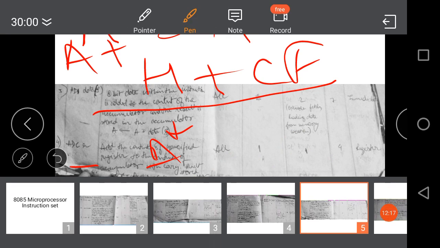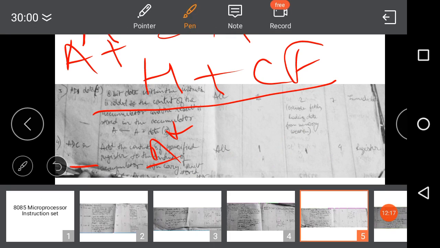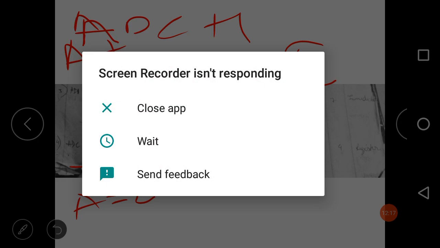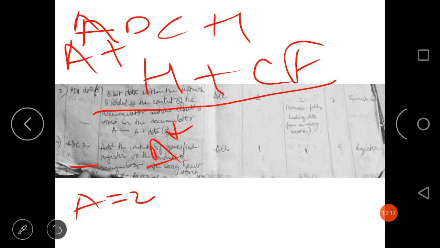And the number of bytes: again ADC R, no hexadecimal number is mentioned along with this instruction, so the number of bytes will be 1 byte only, and that is for opcode fetch. Machine cycles, how many machine cycles? Only one machine cycle will be used for the execution of this instruction, that is for fetching the opcode.